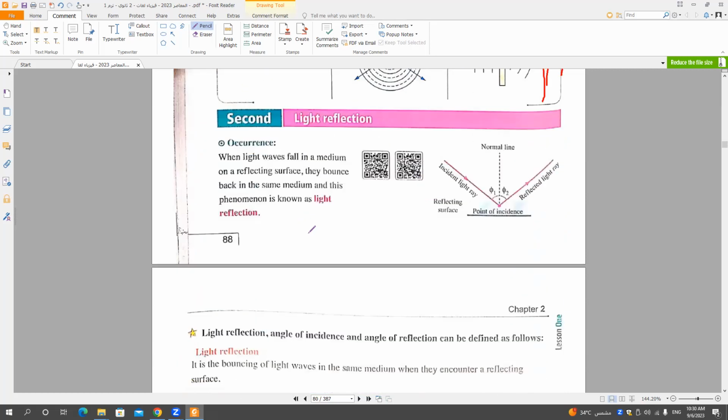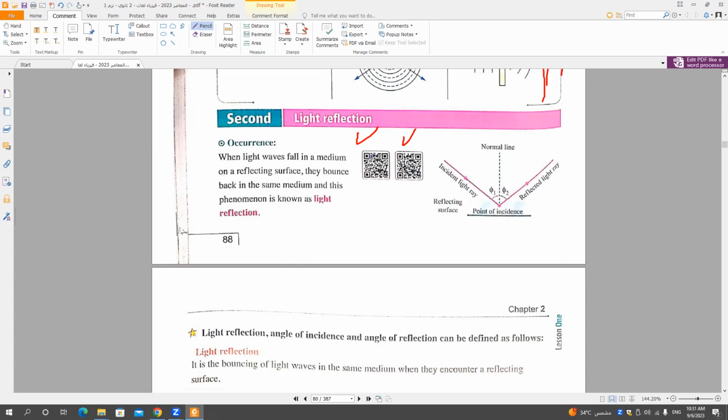Okay. Light reflection. What is the condition needed for the occurrence of light reflection? We must have a source of light and a reflecting surface for reflection of light. What does light reflection mean? It is the returning back or rebounding of light when it faces or falls on the reflecting surface. The reflecting surface may be smooth or shiny, or maybe rough, or not shiny.